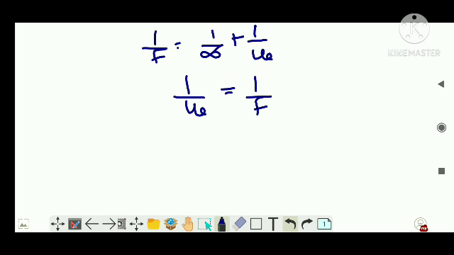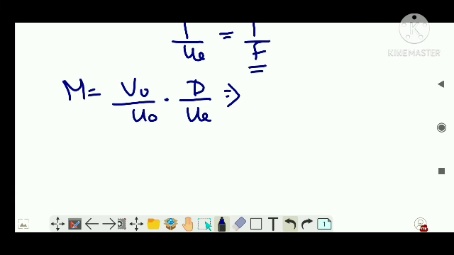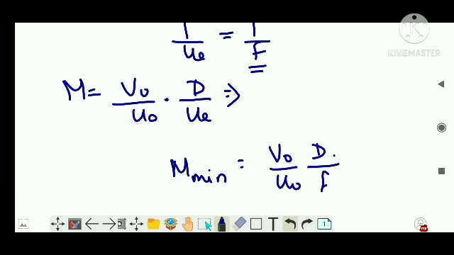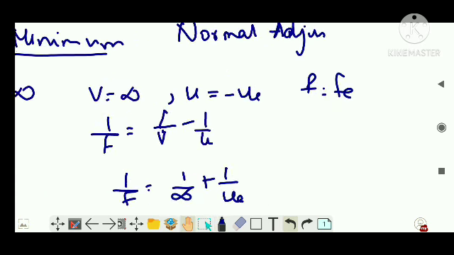Now we have found the magnification of the compound microscope as v0 by u0 times D by ue. Now in place of ue, you will just write the focal length, so the minimum magnification is equal to v0 by u0 times D by fe. This is the minimum magnification of a compound microscope.